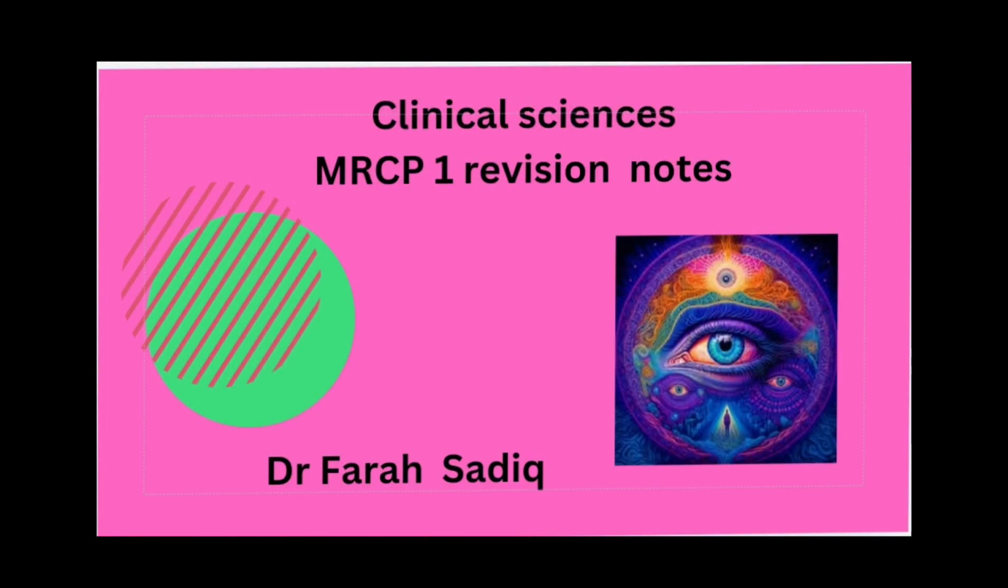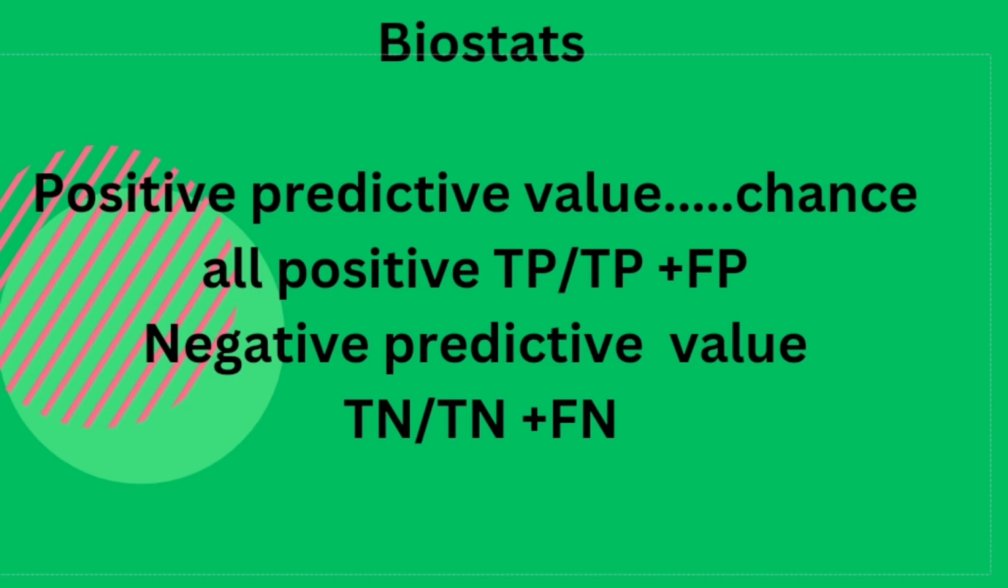Hello students, today we will discuss some salient features of biostats. So first of all, positive predictive value, negative predictive value. And for these we encounter the word chance. That is, what is the chance of having a test positive if a patient is having the disease.